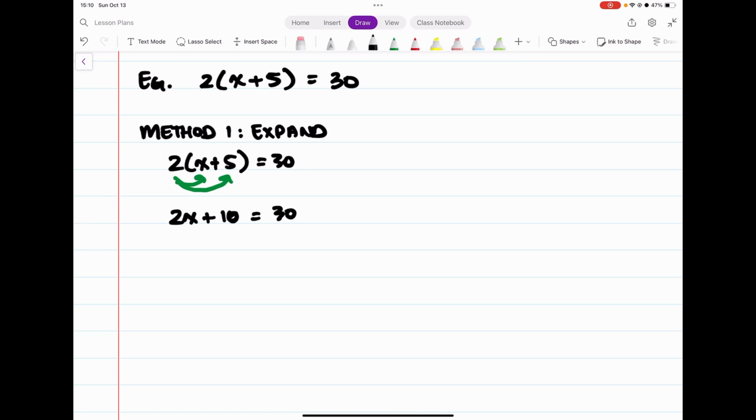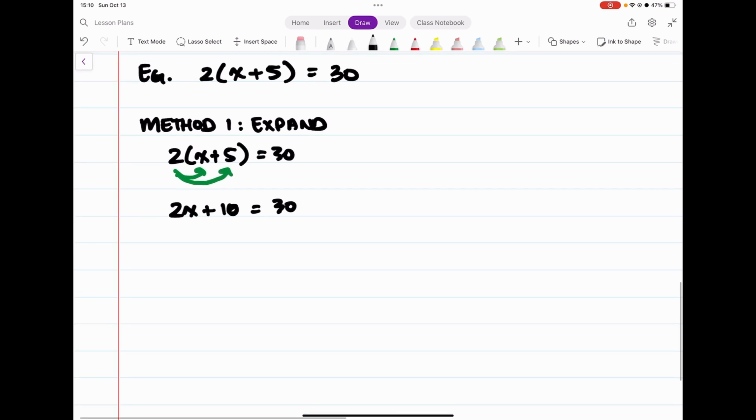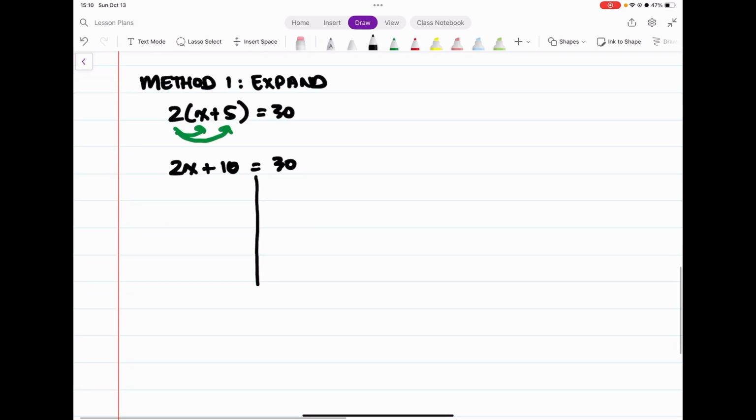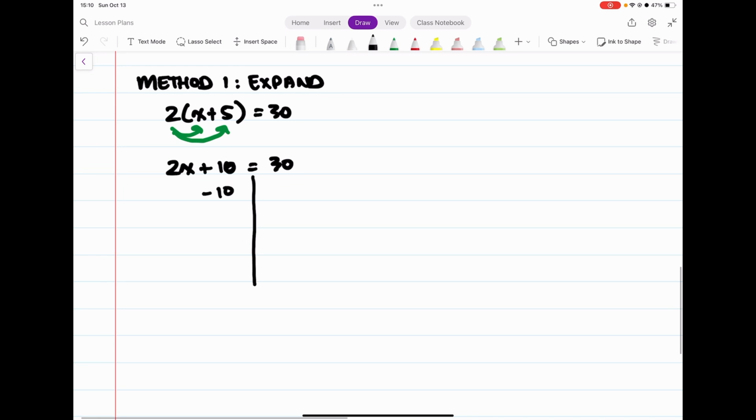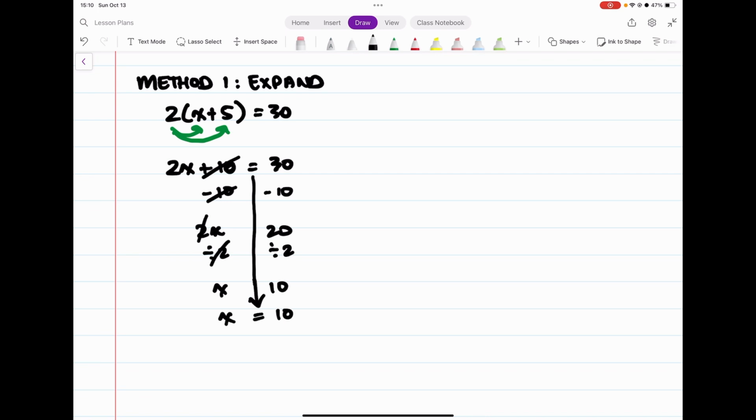Now that the factoring is out of the way, I can start doing the calculation the way I did it earlier, right? Because now you see that this is a lot more familiar. PEMDAS backwards, minus 10 on both sides, get rid of that. Left with 2x, 30 minus 10 is 20. And then divided by 2 to cross that off. I'm left with x, and 20 divided by 2 is 10. So x is equal to 10. That's method 1. That's when you expand first.